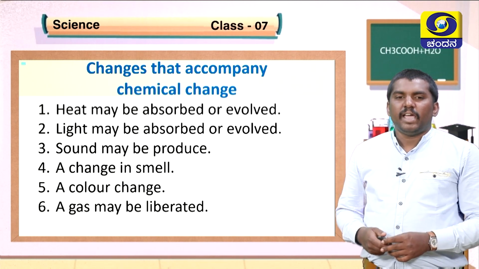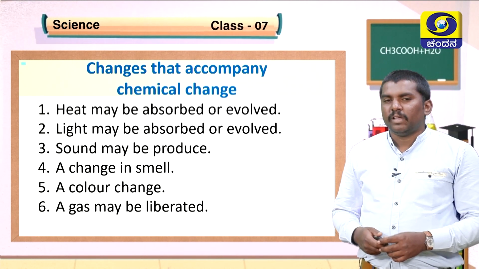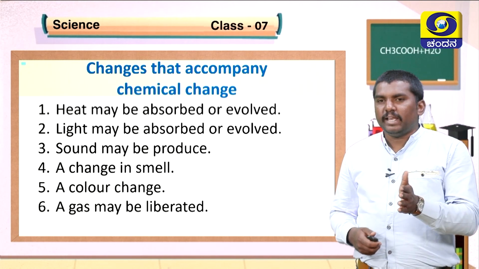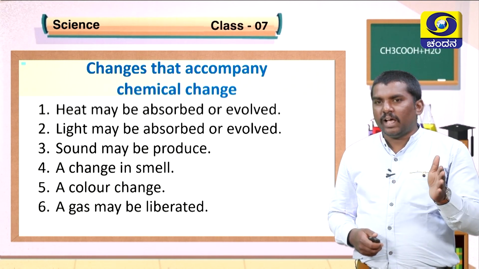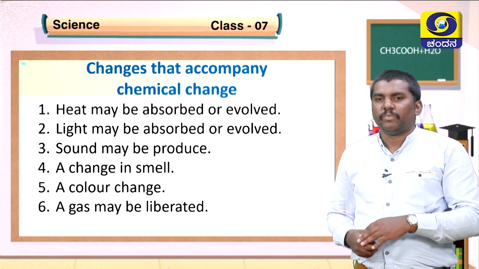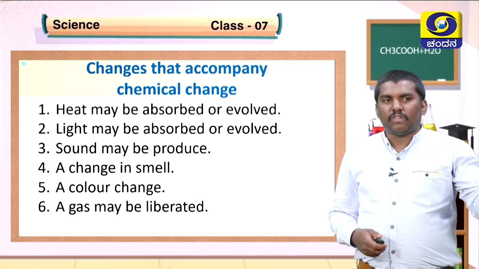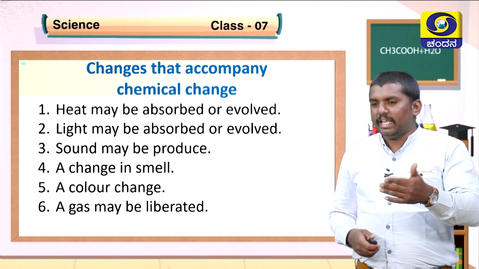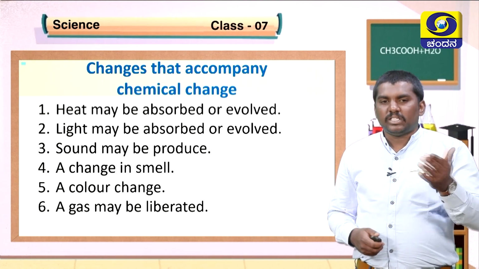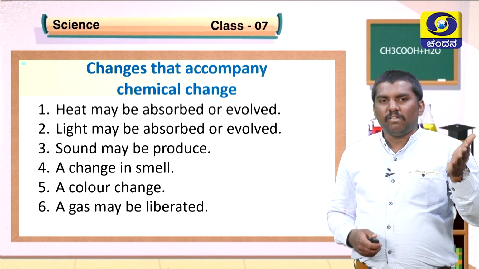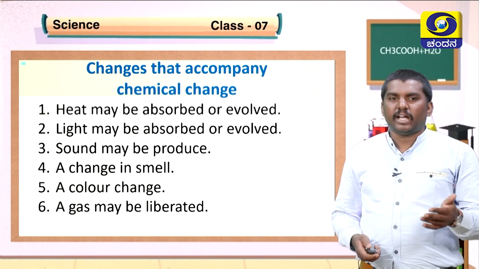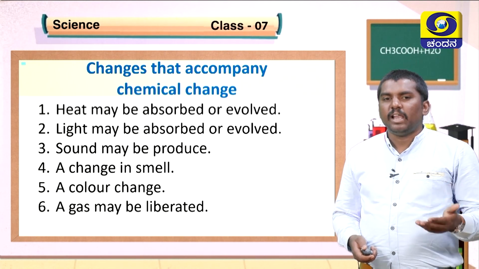Fifth one, color may change. In both cases, rusting of iron and burning of magnesium ribbon, the color of the element gets changed. In rusting, the color changes from silvery grey to reddish brown. In burning of magnesium ribbon, the color changes from silvery white to white. In some chemical reactions, a gas may be liberated.